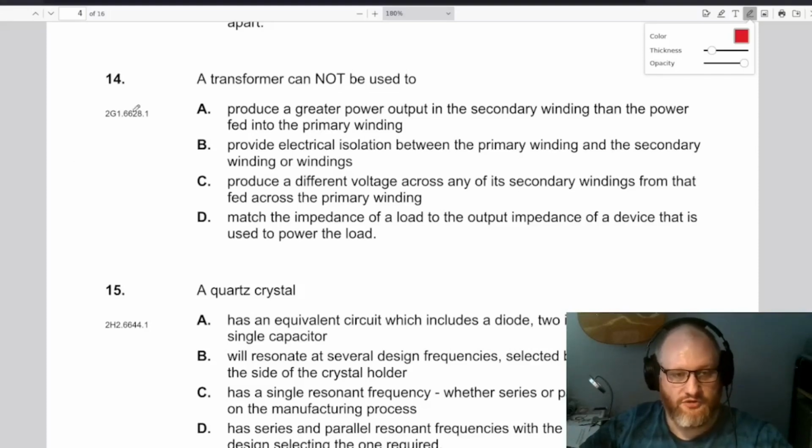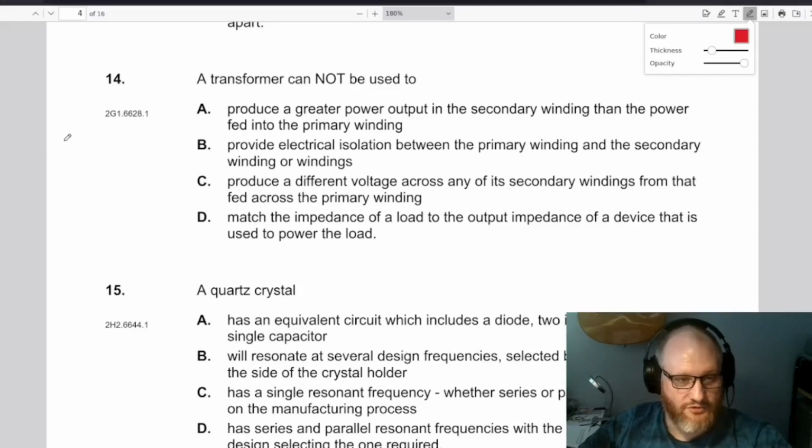We've reached question 14, which reads, a transformer cannot be used to A. Produce a greater power output in the secondary winding than the power fed into the primary winding, B. Provide electrical isolation between the primary winding and the secondary winding or windings, C. Produce a different voltage across any of its secondary windings from that fed across the primary winding, or D. Match the impedance of a load to the output impedance of a device that is used to power the load.